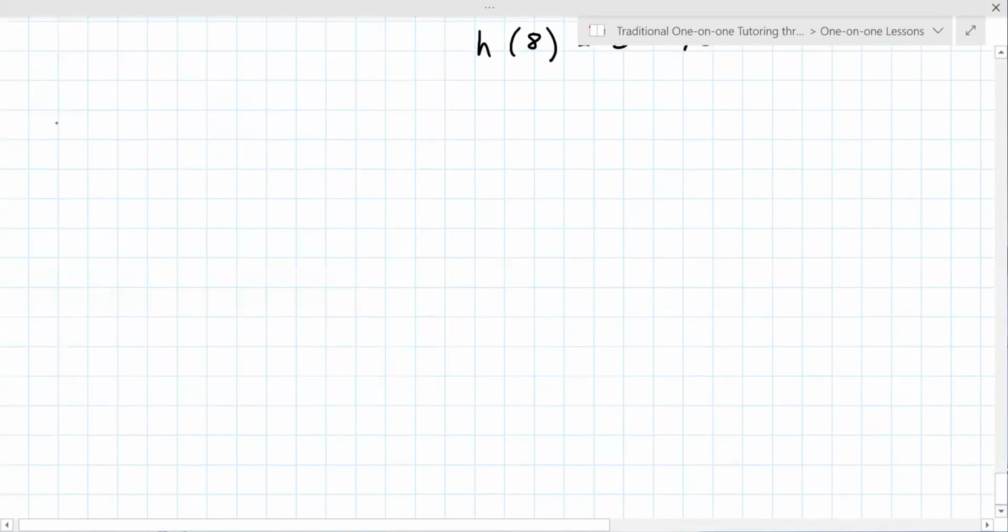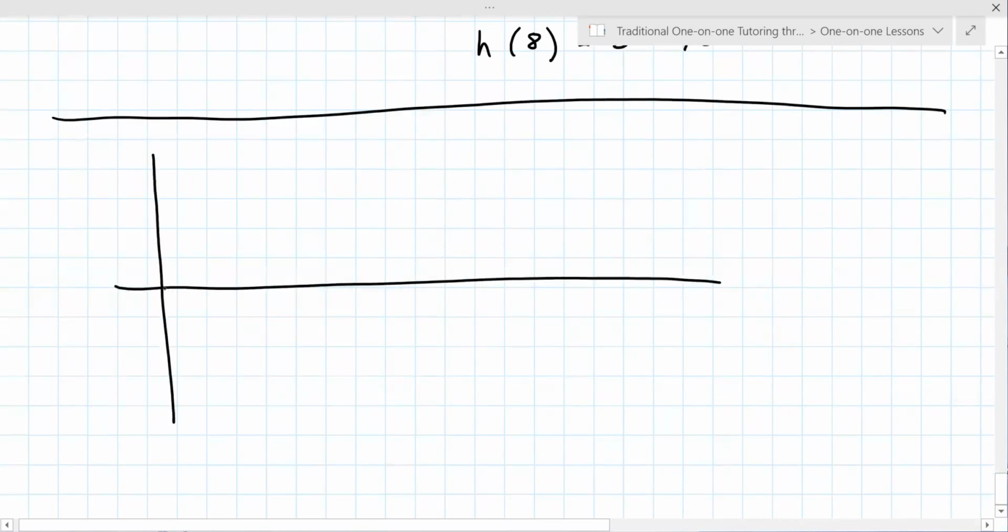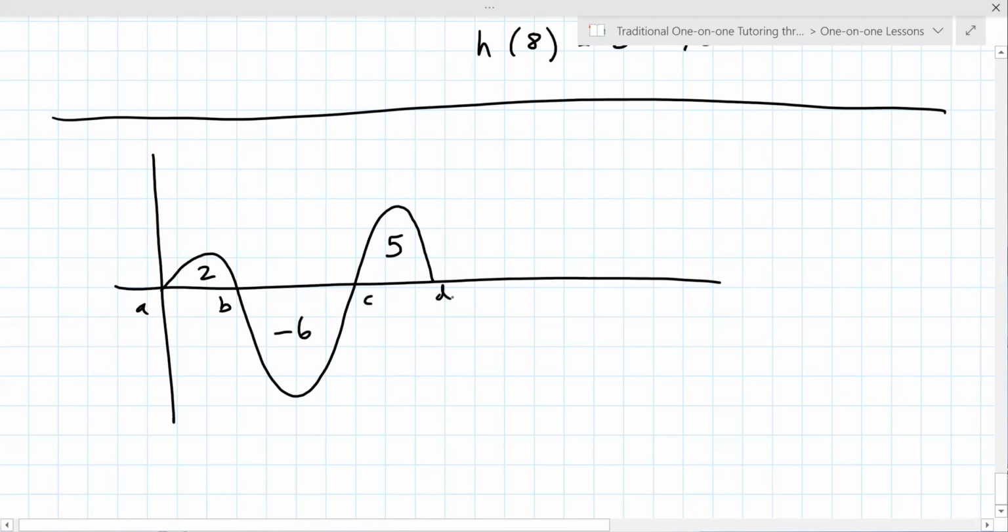Okay, here's a related question that you might see. Let me give you this and then make it make more sense. Okay, so we'll call these 2, -6, and 5. Those are the areas, and that's A, that's B, that's C, that's D.